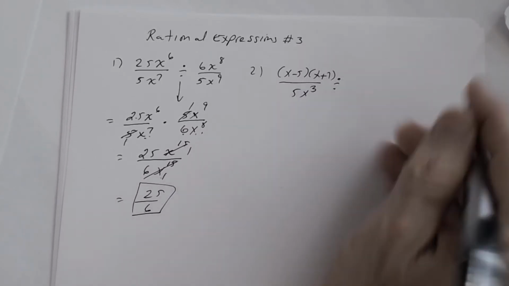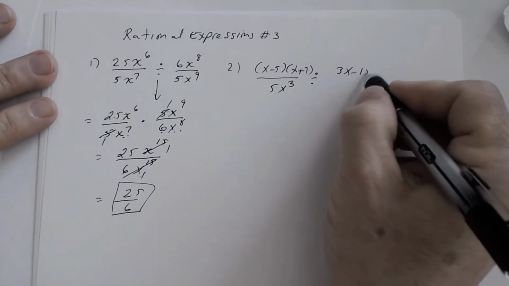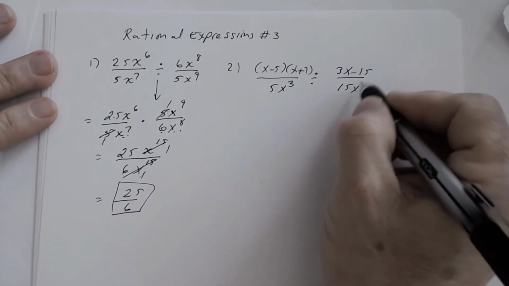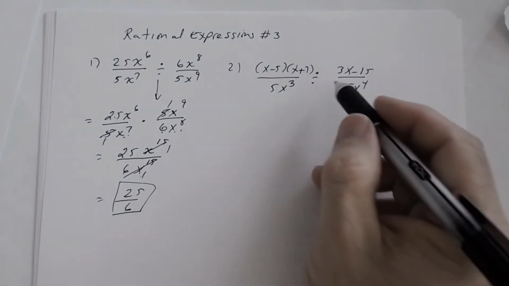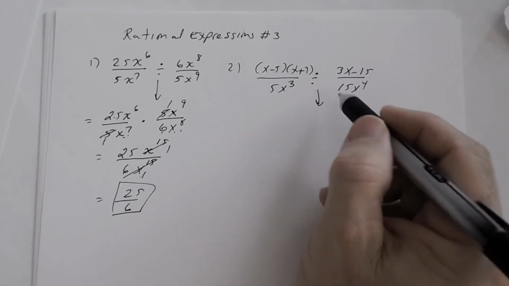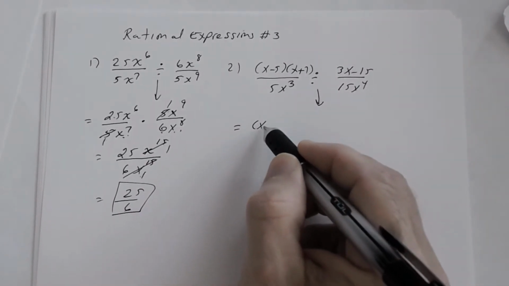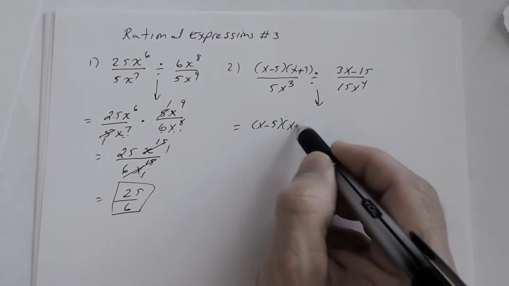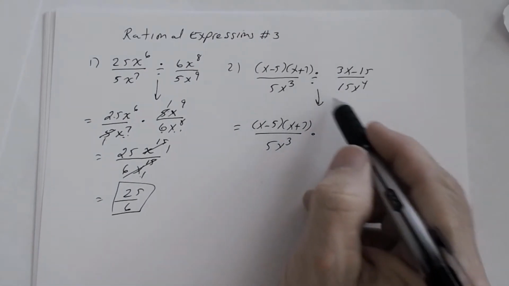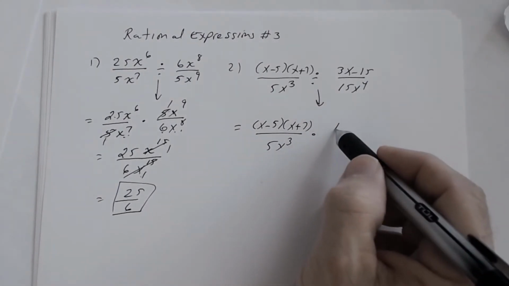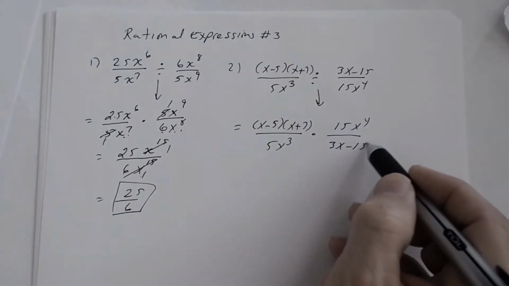And that rational expression is being divided by this one, 3x minus 15 divided by 15x to the 4th. Okay, so again, the first thing you have to do and show is that you're changing this division problem to a multiplication problem. So you're going to say equals x minus 5 times x plus 7 divided by 5x cubed times the reciprocal of this rational expression, so 15x to the 4th divided by 3x minus 15.